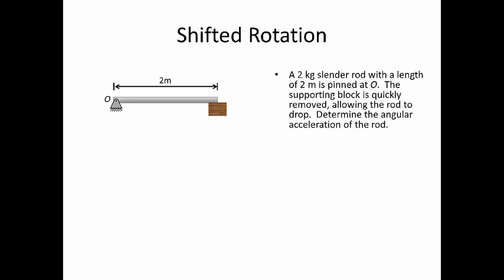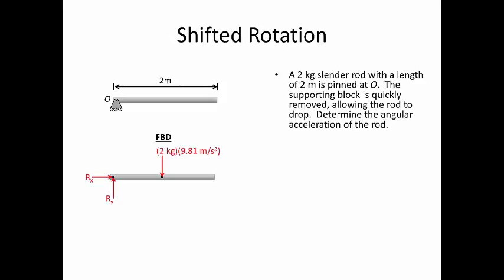Let's look at one more problem. In this case, we're dealing with something where we have a shifted rotation. We have a 2 kilogram slender rod with a length of 2 meters and it's pinned at O. The supporting block is quickly removed, allowing the rod to drop. We want to determine what the angular acceleration is of the rod as it drops.